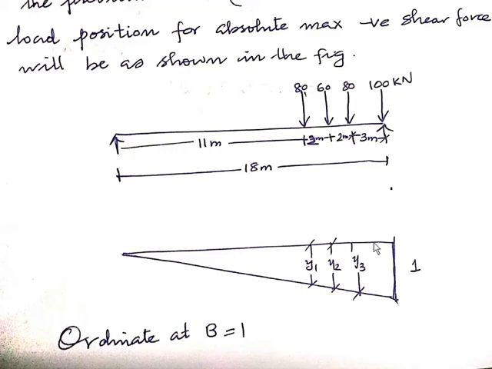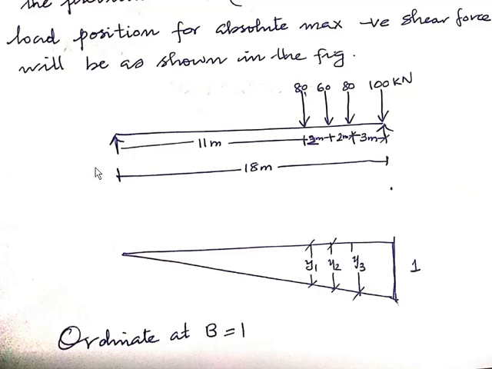Don't forget that ILD should be drawn in the negative direction, and the ordinate at B is 1. So now to calculate the value of absolute maximum negative shear force, we have to find out all the ordinates below each load, again using the similar triangle relation.